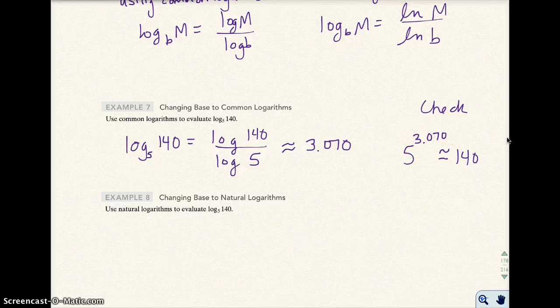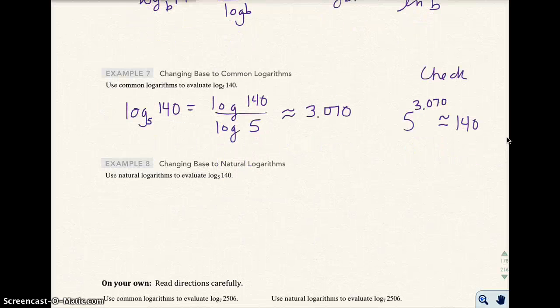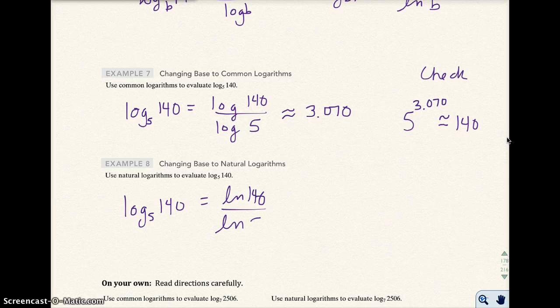Okay. Example 8, let's do the same example. This time we're just going to use the natural logarithm. So we do the same problem, and we use the natural log. The natural log of 140 divided by the natural log of 5. Okay, type it in your calculator, you should get the same answer, approximately 3.070.